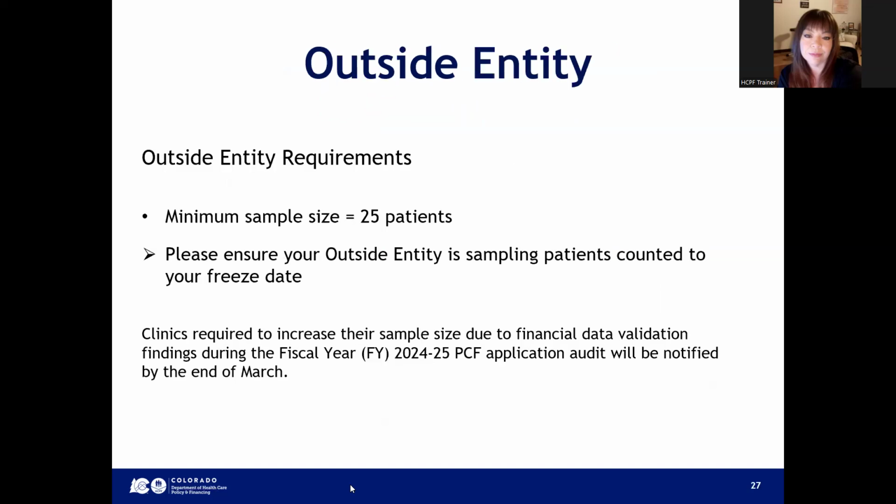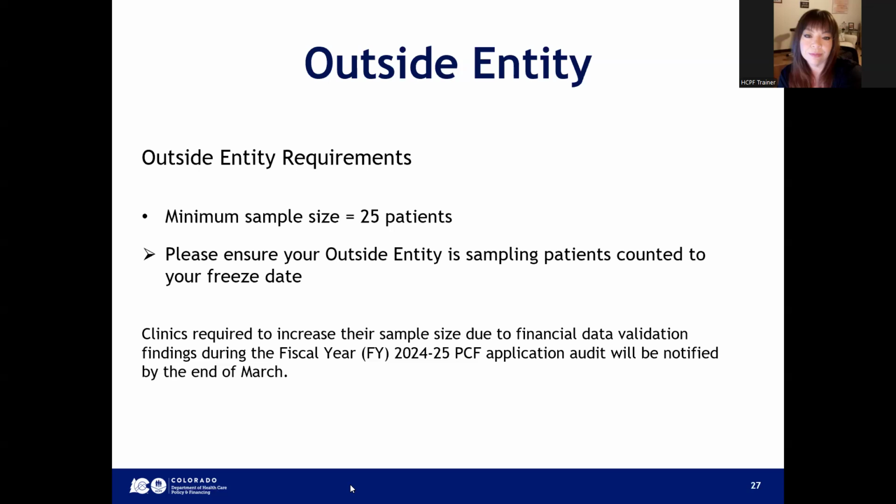The outside entity tab includes the criteria and requirements of your outside entity. We do require your outside entity to sample a minimum of 25 patients. Please ensure that your outside entity is sampling the patients counted to your freeze date. So if your freeze date is beyond that December 31st, 2024, make sure that your outside entity is sampling through your freeze date. They're not just stopping at December 31st. They're sampling patients up to your freeze date.